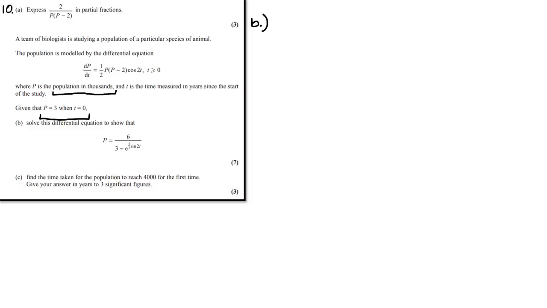Okay, so if we just write the differential equation out first, I've got dP by dt is equal to a half P minus 2 cos 2t. Okay, so how does part A here, 2 over p times p minus 2, link to this differential equation here? Well, at A-level maths, when we're going on to solve differential equations, the only method that we know how to use is by separating the variables. Okay, so how do we separate the variables in this case?